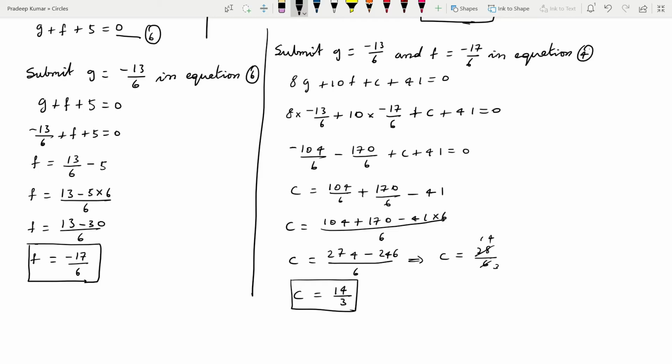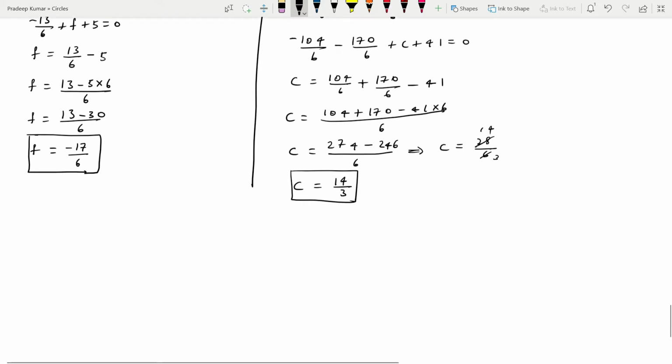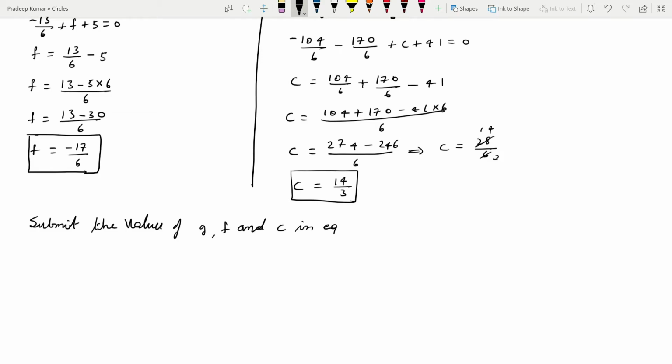So all these g, f and c values we will just substitute in the general equation of the circle. So I'll write here, substitute the values of g, f and c in equation 1. Equation 1 is nothing but the general equation which we have given above. You can just check it out. So that is x square plus y square plus 2gx plus 2fy plus c equal to 0.